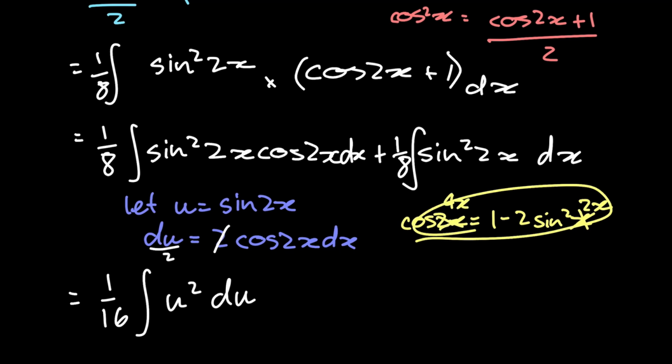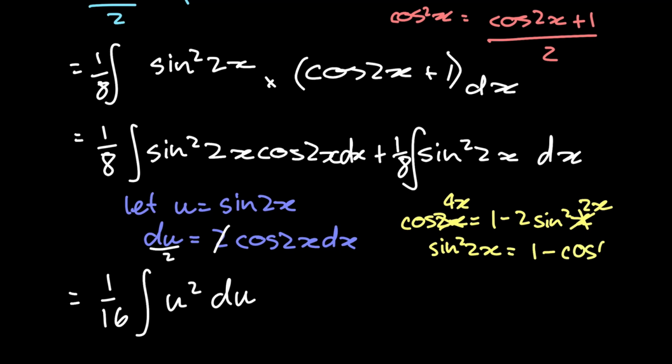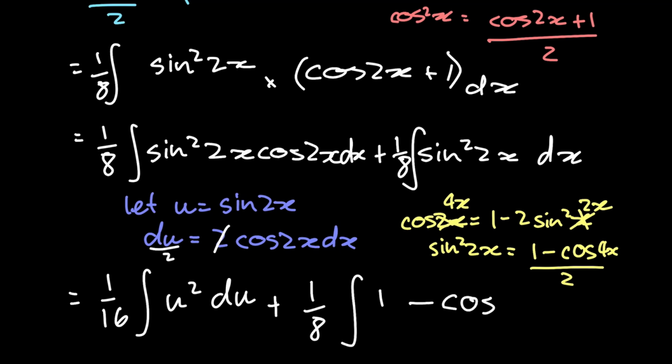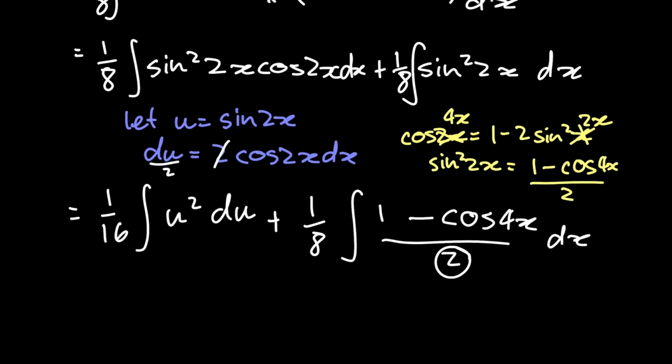Okay, and then if I isolate sine squared of 2x, what I get is 1 minus cosine of 4x over 2. So now we add 1 over 8 into now this integral as opposed to the integral of sine squared of 2x. So we have 1 minus cosine of 4x over 2 dx. Okay, but I can take that 2 out, it's a constant, and so I have 1 over 16 into the integral of that.